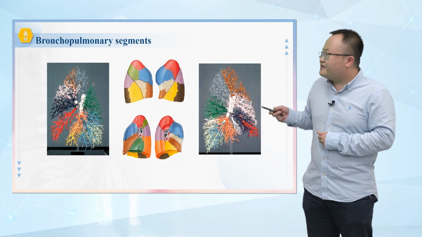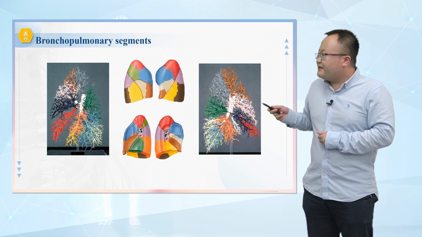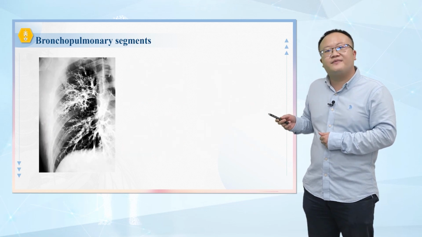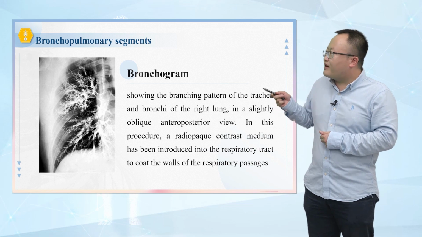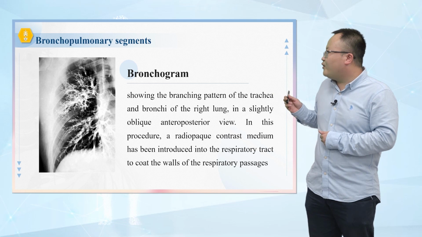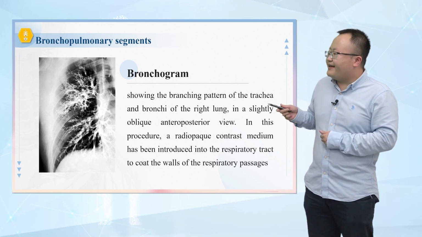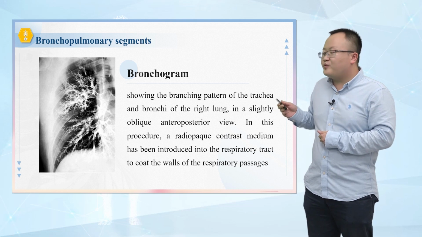This picture demonstrates the bronchopulmonary segments. This is a picture of a bronchogram. It's showing the bronchial pattern of the trachea and bronchi of the right lung in a slightly oblique anteroposterior view.